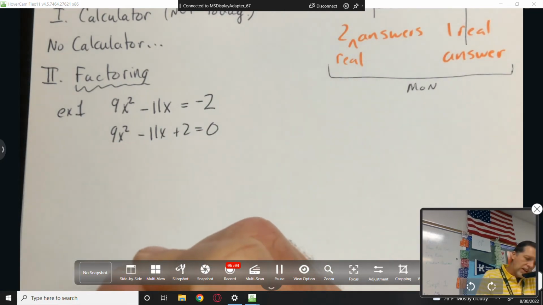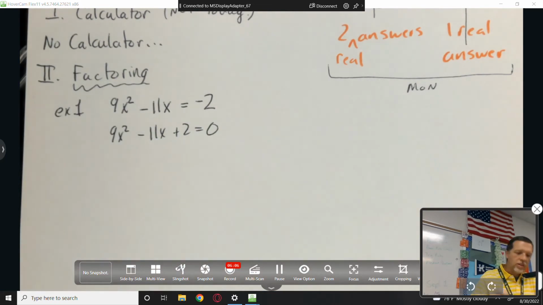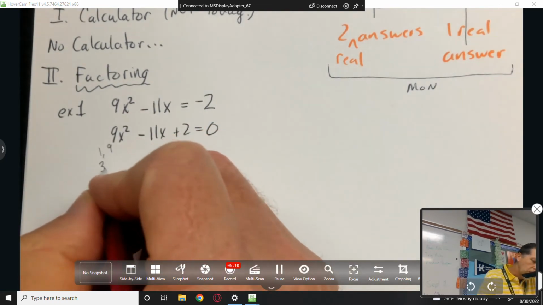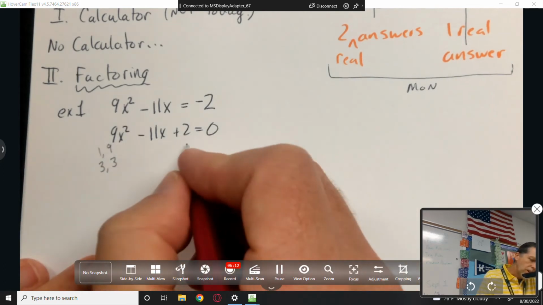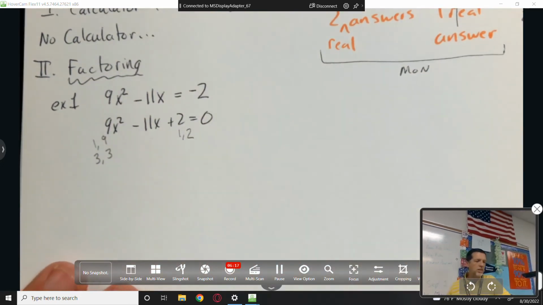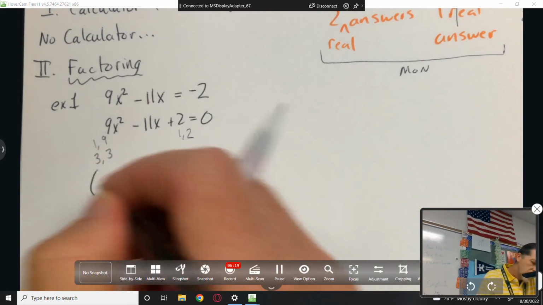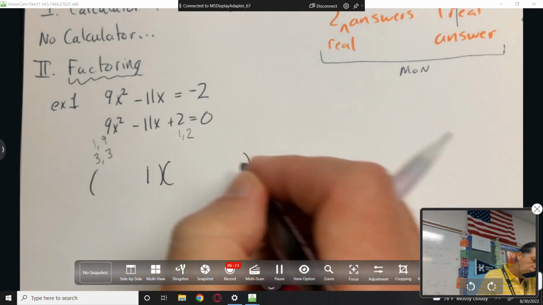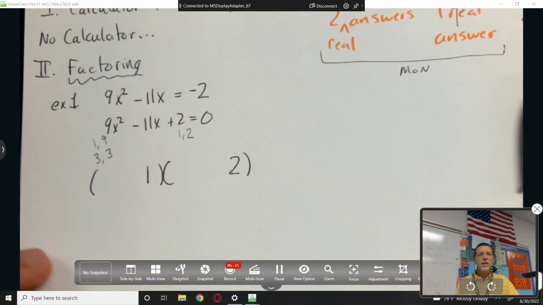Let's see. I gotta go to a pencil now because this is guess and check time. It's either 1 and 9 or 3 and 3. On the back side, it's got to be 1 and 2. So I'm going to put the 1 and 2 in pen. In fact, what about the signs of those? Both need to be negative.